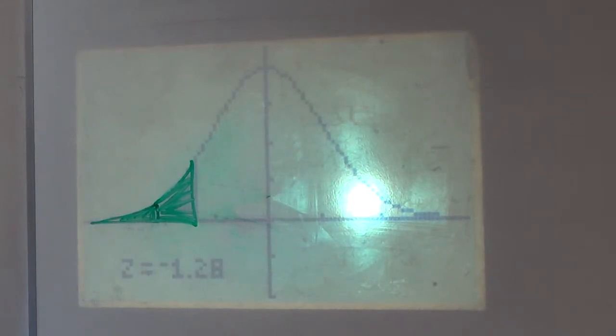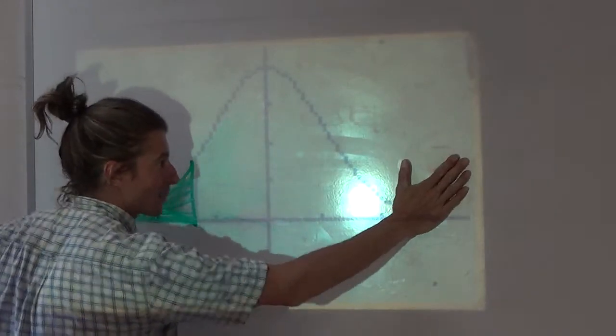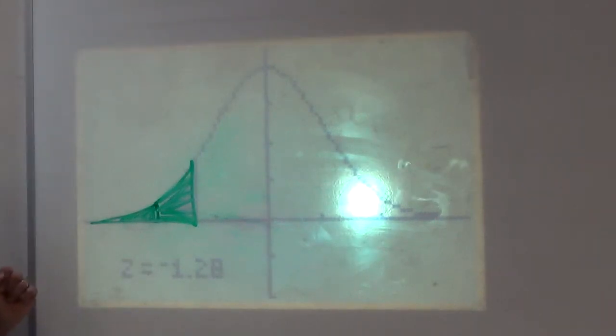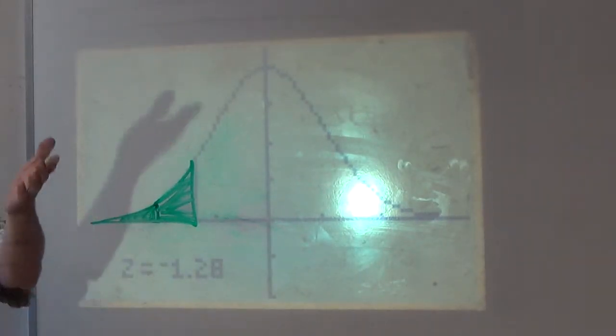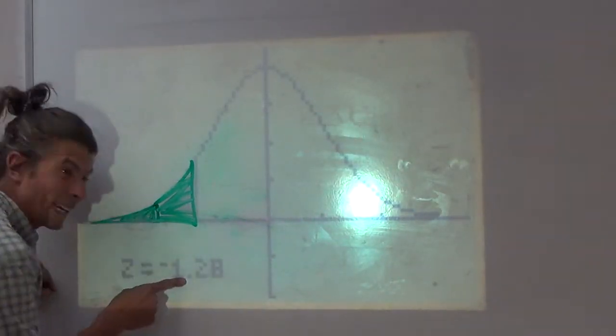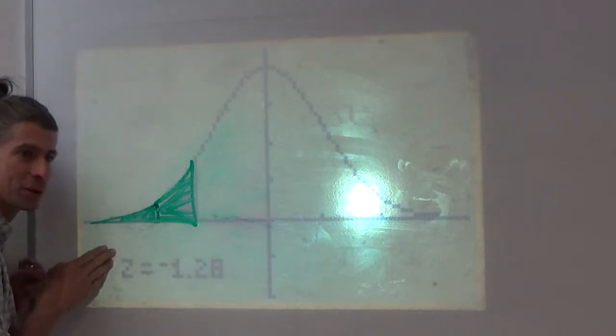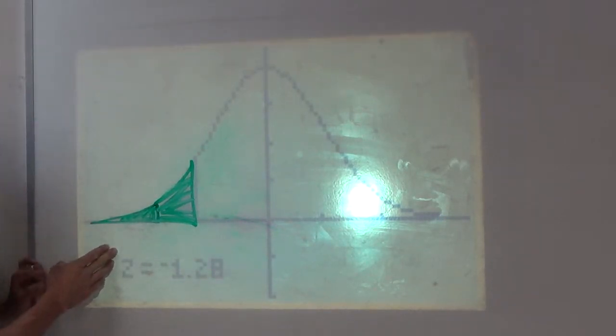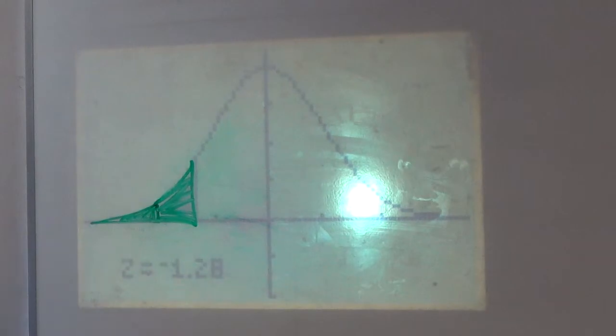That's the z-score that separates the top 90% from the bottom 10%. The 10th percentile otherwise, right? Remember percentiles back in the day? It's the percentage that you're bigger than. Negative 1.28 is bigger than 10% of the other z-scores. Hey, don't use your technology.